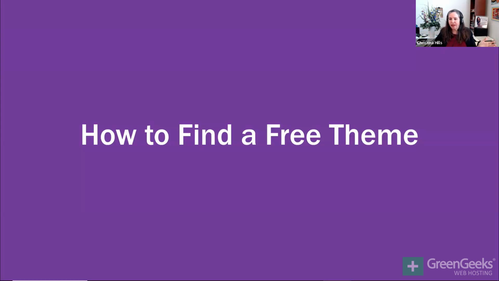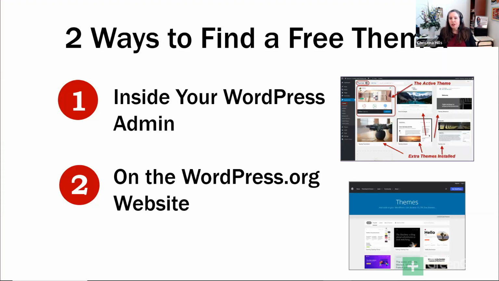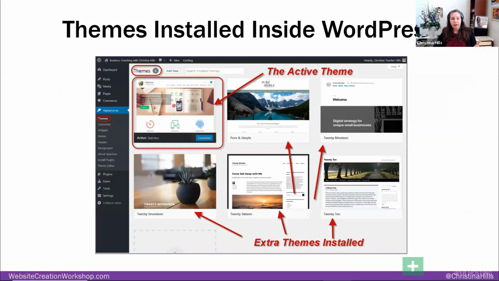All right, so how to find a free theme. So there's two ways to find a free theme. And in this presentation, I'm aiming at more of a beginner level, just so that everybody can follow along. One is inside your WordPress admin, and two is on the WordPress.org website. So if you go inside your admin dashboard, this is a screenshot, you'll see at the top, you'll have your active theme, and then maybe some other extra themes that you have in there.